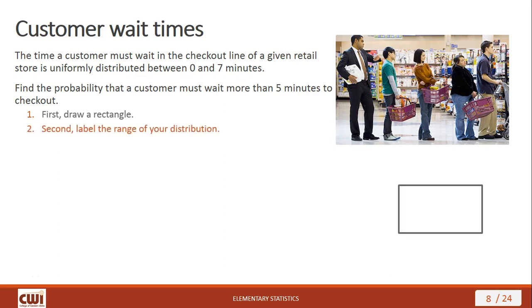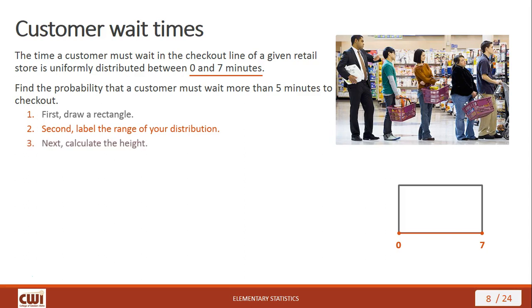Next, we're going to label the range of our distribution. Well, the range comes from the problem statement itself. If you look in the problem statement, it says that the wait times are uniformly distributed between 0 and 7 minutes. This then is the range that we will apply to our rectangle. So we put those numbers here on the bottom of our rectangle. So 0 is the minimum value and 7 is the maximum value.